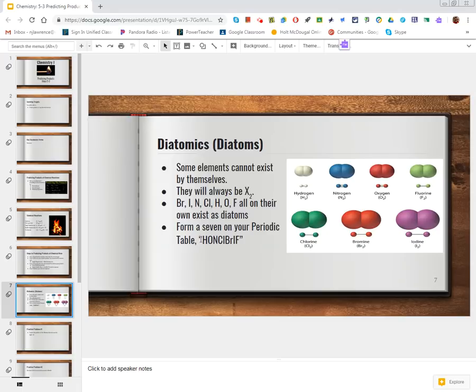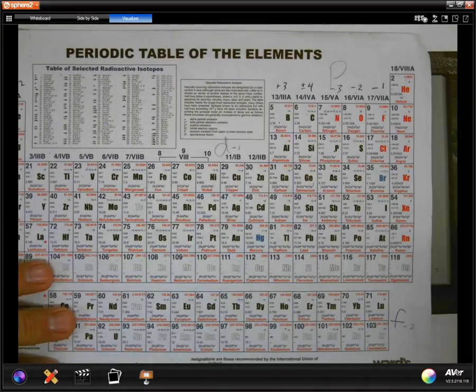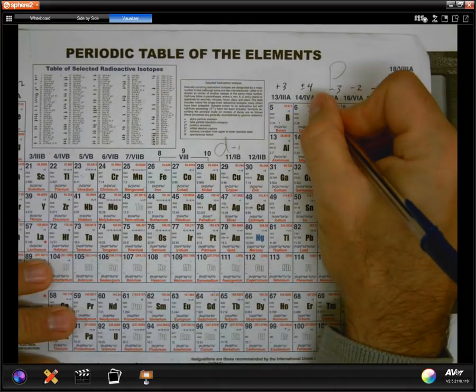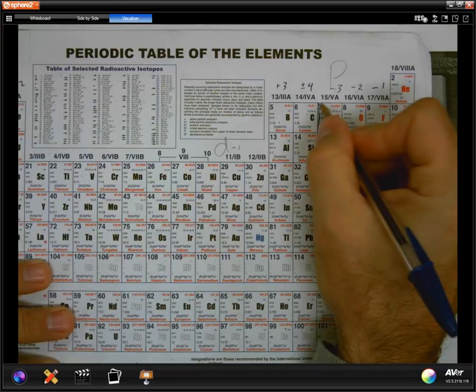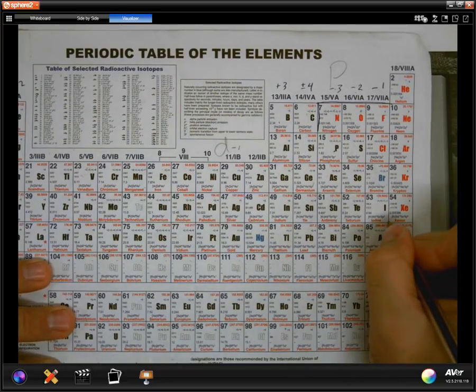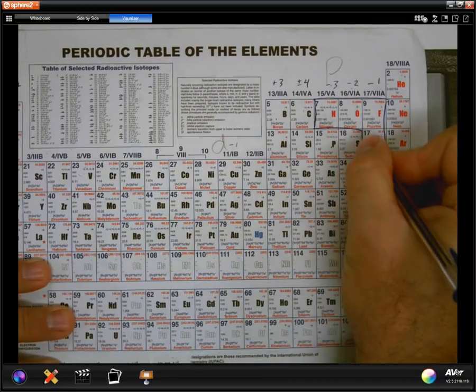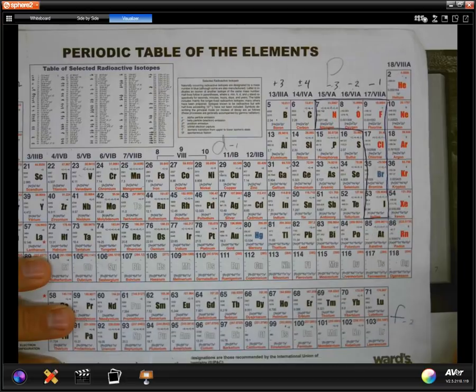Or you can memorize the phrase Honk-Labrif. Honk-Labrif. And that, again, is your H-O-N-C-L-B-R-I-F. When you're looking at it on your periodic table, let me show you again what that means for them to form a 7. So if this is my periodic table, and if you want, you can go ahead and draw this 7 out. But if you basically highlight nitrogen, oxygen, fluorine, and you drop down to iodine, you can begin to see this forms a 7 on your periodic table.